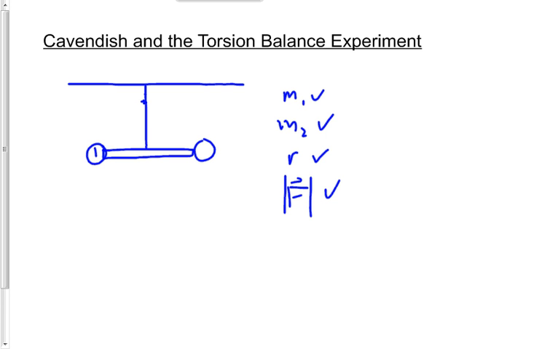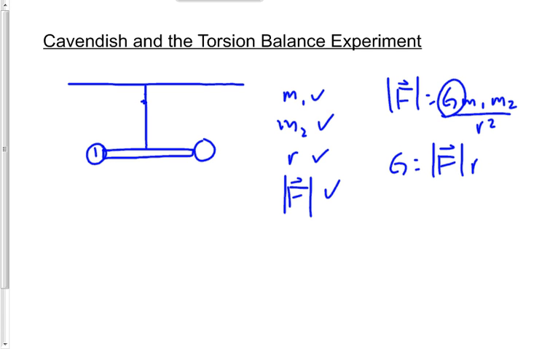If we know F and R and M1 and M2, and Cavendish did, then he was able to solve for the one thing that we didn't know up until that time, and that was G, the gravitational constant. So it became equal to F times R squared over M1 times M2. Does that make sense? It's a simple experiment. In theory, it's a simple experiment.